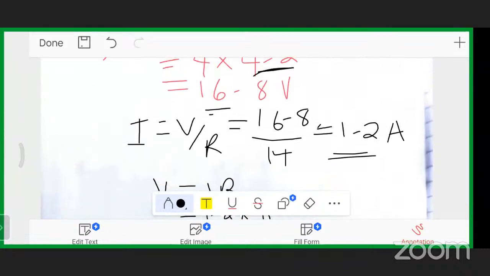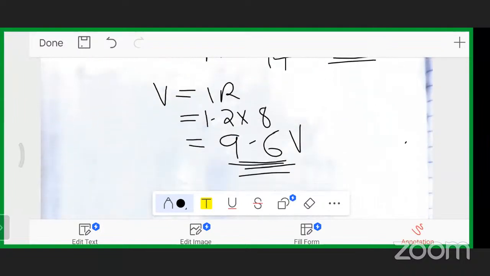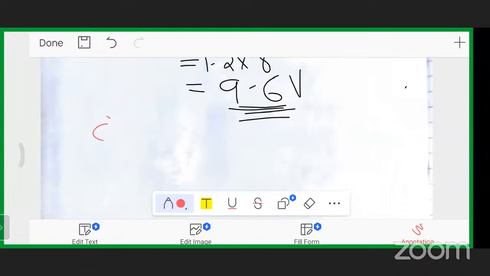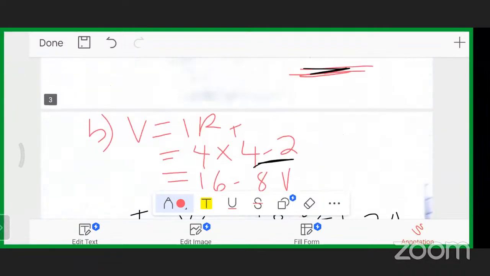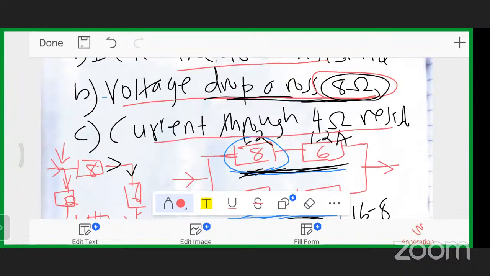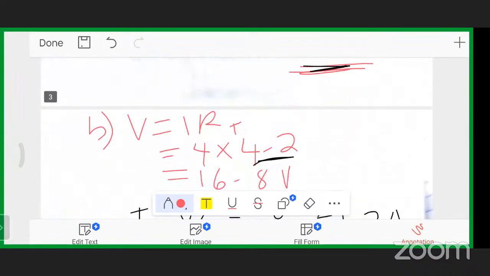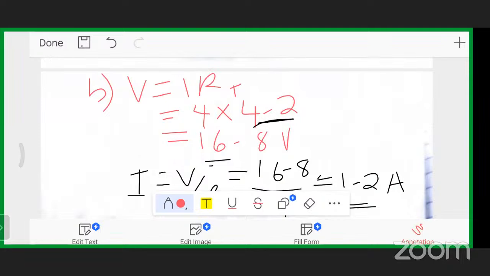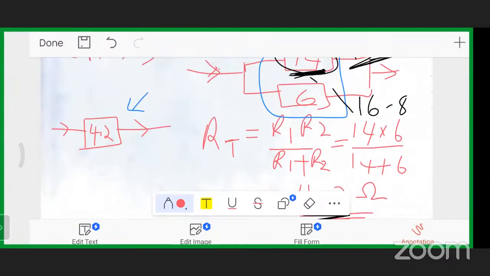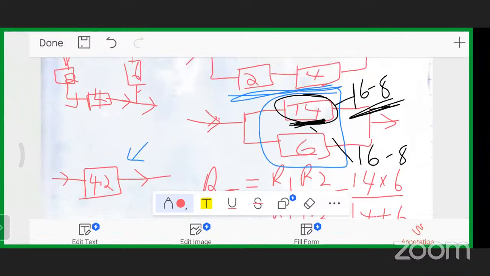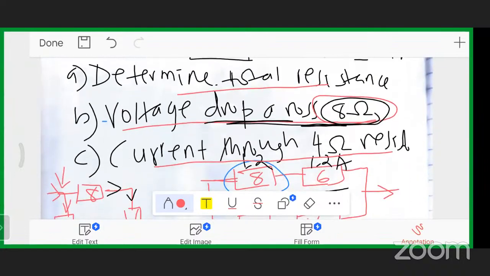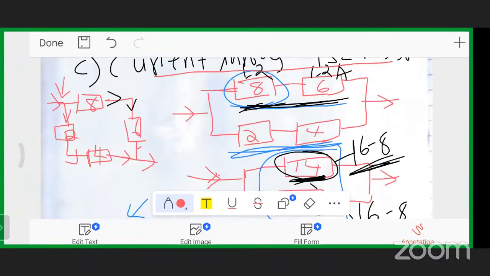Then maybe part C, the question is find the current through the 4 ohm resistor. So let's get back to your decomposed, reduced resistance, and you see resistors. We want to find the current through the 4 ohm. So identify where the 4 ohm is.